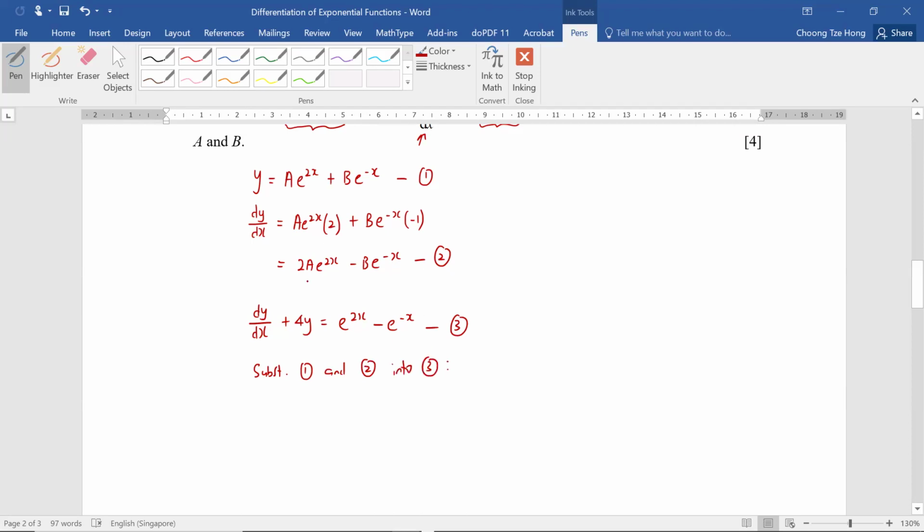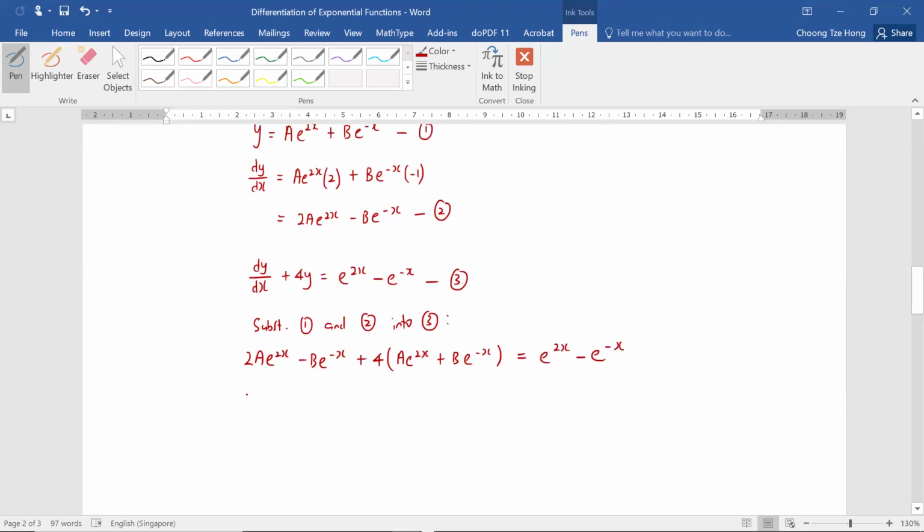So dy/dx is this. Let's replace the dy/dx with 2a e to the power of 2x minus b e to the power of negative x, plus 4y. Let's replace the y with this whole thing over here: a times e to the power of 2x plus b times e to the power of negative x. Then equals the right side, e to the power of 2x minus e to the power of negative x.